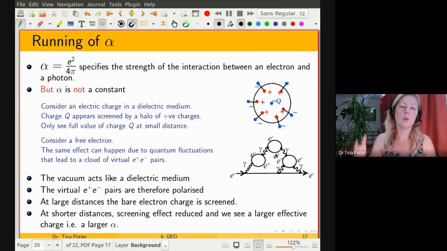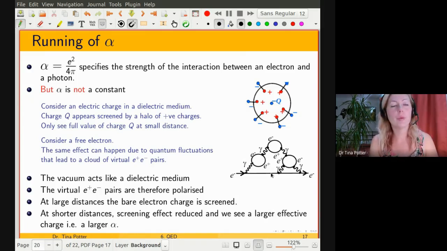Until we start to probe it with higher energy, we can get past this cloud, we can get past this screen and see the full charge of the electron. So from far away, the charge is going to be screened by these polarized e+ e- pairs, and it's going to look smaller. As we get past this problematic cloud, we should see a larger effective charge of the electron. So let's try and do that.